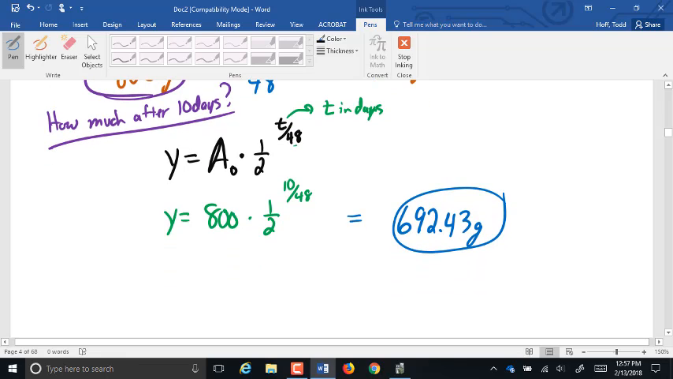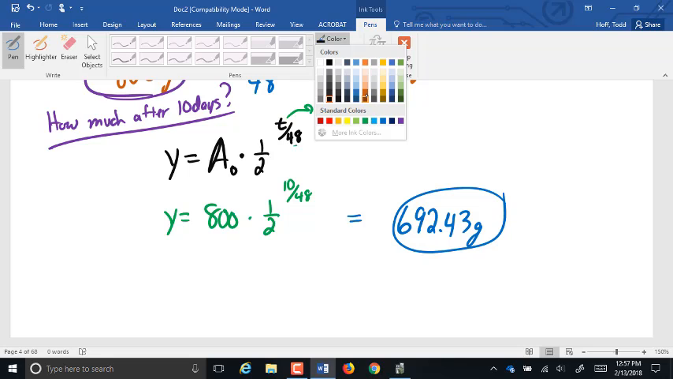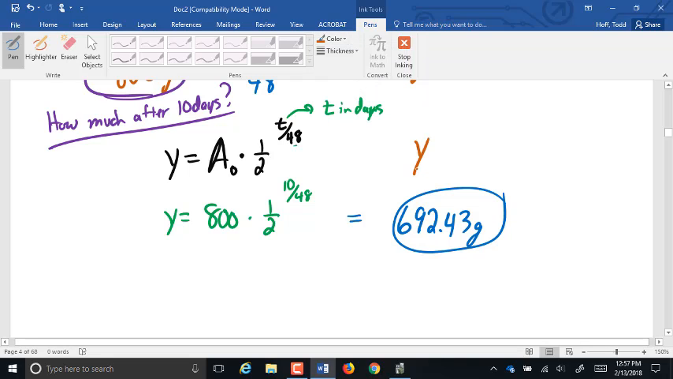An alternative way of expressing this formula. We talked about up above that positive or negative power on our variable. I could put this as y equals that initial amount, instead of times 1/2 to the power of t over our half-life, it would be times 2 to the power of negative t divided by our half-life. Let's take a look at that.